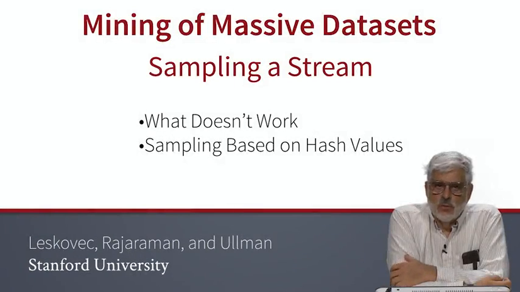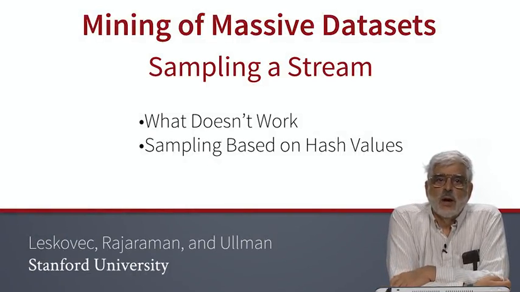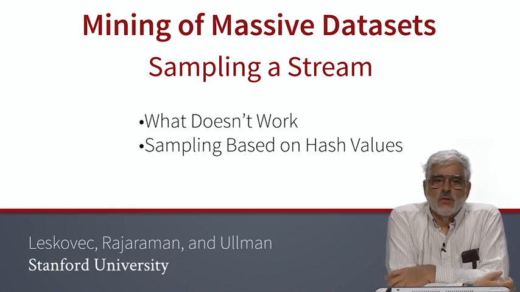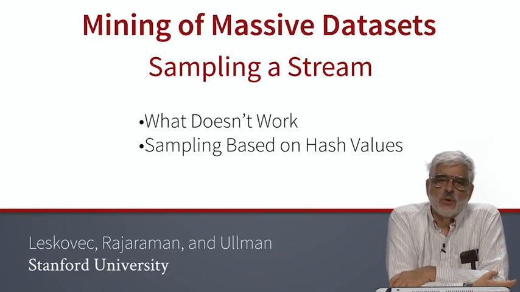If the data in a stream is arriving too rapidly, we may not want to or need to look at every stream element. Perhaps we can get by with just a small sample of the values in the stream. But we have to worry about two things. First, the sample better be unbiased. But second, the sampling process must preserve the answer to the query or queries we want to ask about the data.